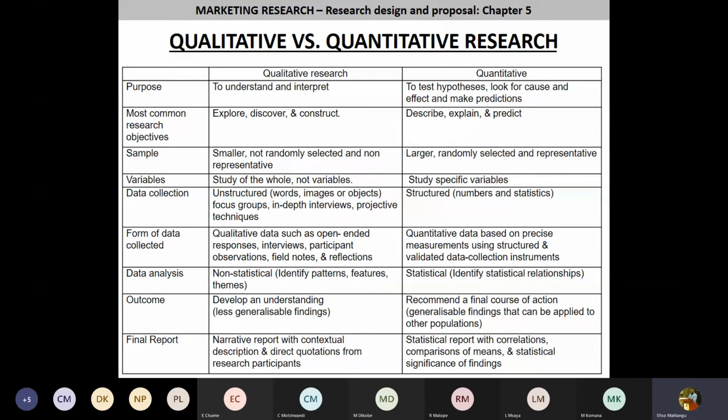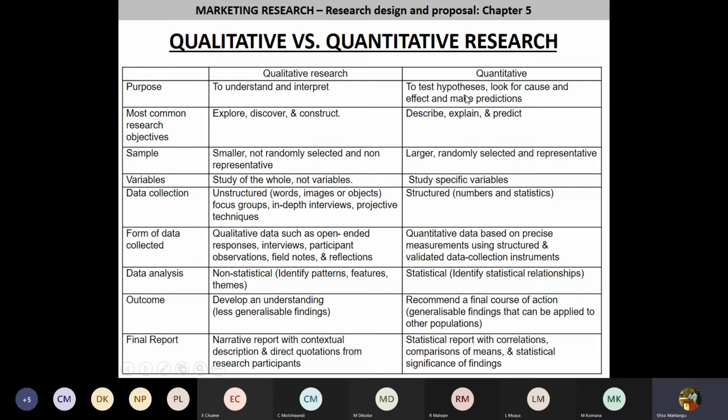When you look at the slide or the table, that is the purpose. That sentence comes from the purpose, which is the main aim. The main aim in this case is to understand and interpret. That's what they say about qualitative research. Whereas with quantitative research, we're talking about a totally different story. We want to test the hypothesis.